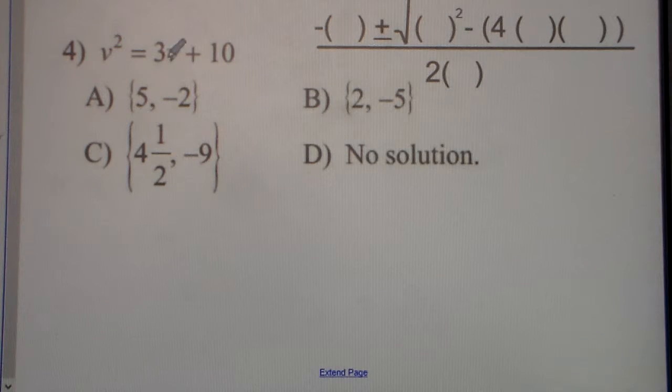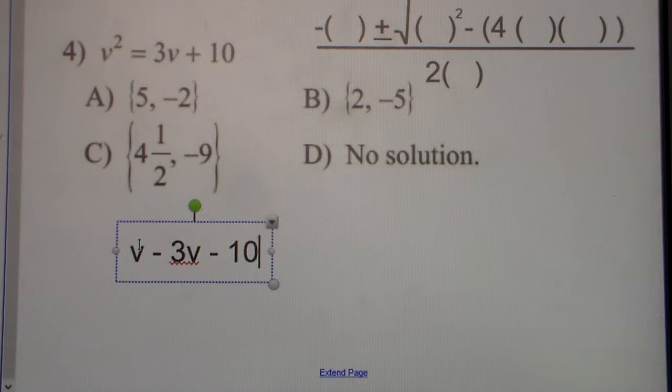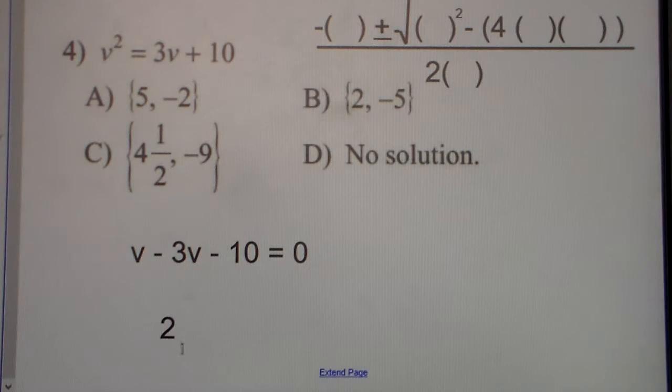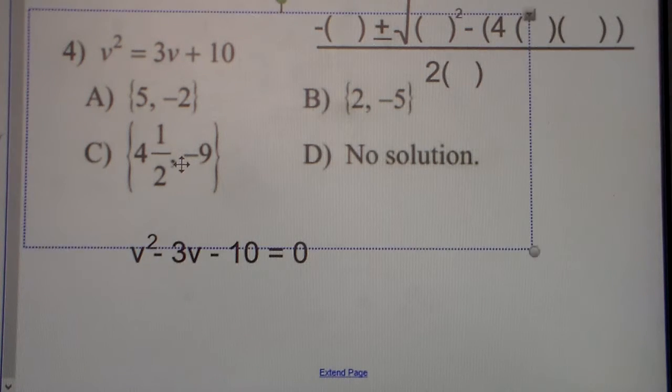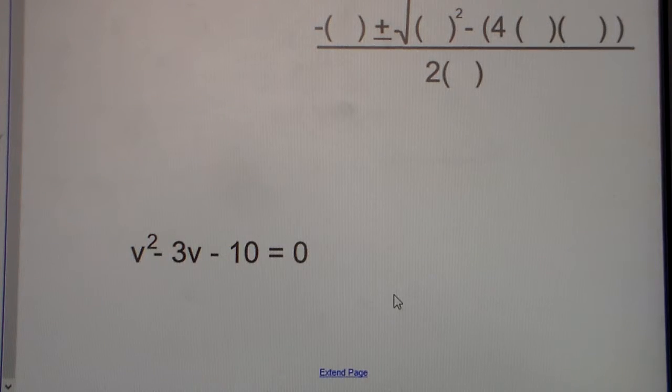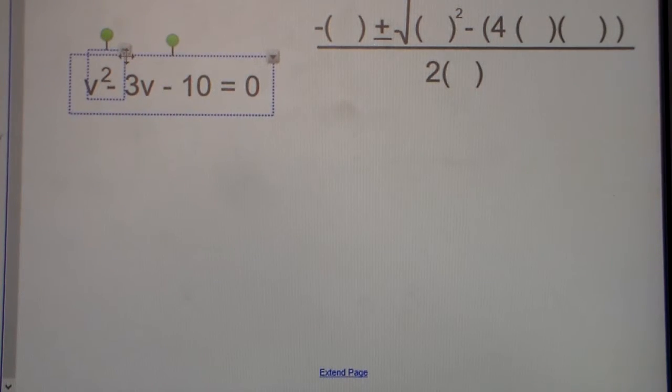Problem number 4. We have v squared equals 3v plus 10. So I like to get everything on the left-hand side, so that's what I'm going to do. I'm going to subtract 3v from both sides and then subtract 10 from both sides. So we're going to get v squared minus 3v minus 10 is equal to 0. Get rid of this big guy. So that's our equation.